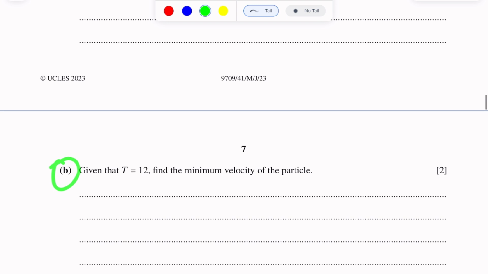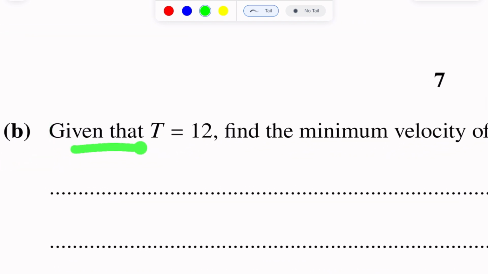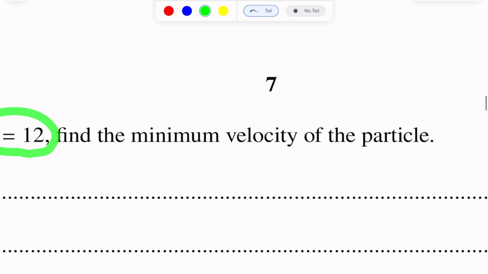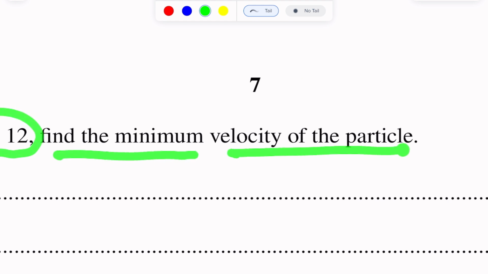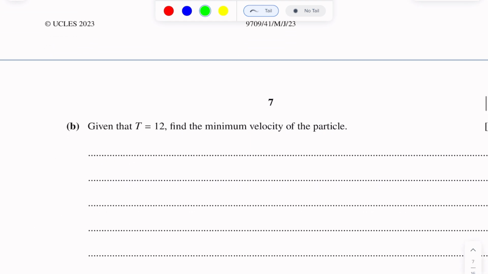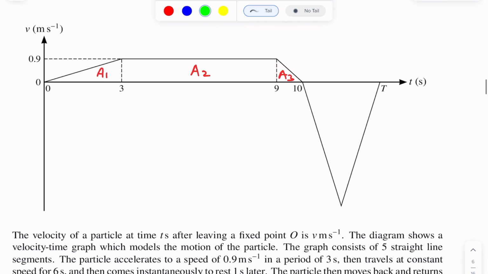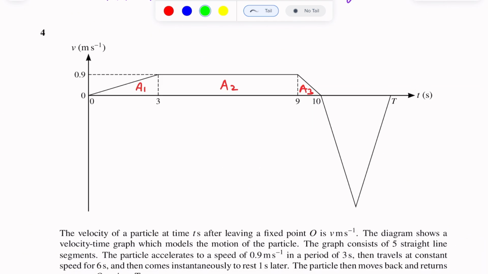Part B of this question is: now given that t is equal to 12, find the minimum velocity of the particle. Look at this diagram. This diagram shows the direction of motion of the particle, like in this direction, movement of the particle in this direction.